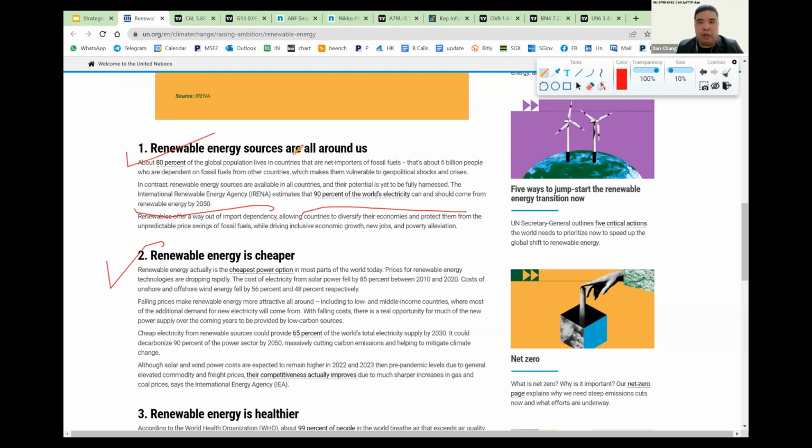Because of the Ukraine war, commodity prices have been shooting up. Energy costs in India have been sky high. Although solar and wind power costs have also gone up, relatively speaking, the rate of increase is still lower than the sharp increase in gas and coal prices. So renewable energy is actually cheaper.